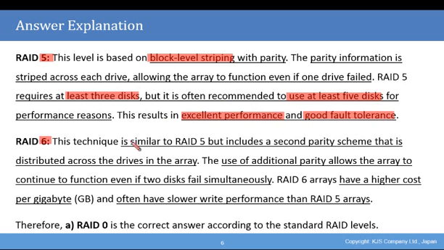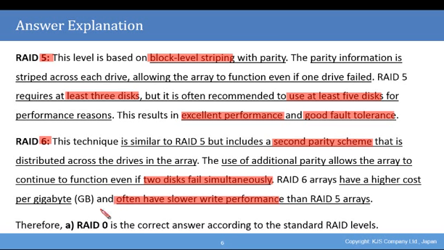RAID 6. This technique is similar to RAID 5 but includes a second parity scheme that is distributed across the drives in the array. The use of the additional parity allows the array to continue to function even if 2 disks fail simultaneously. RAID 6 arrays have higher cost per gigabyte and often have a slower write performance than RAID 5 arrays.